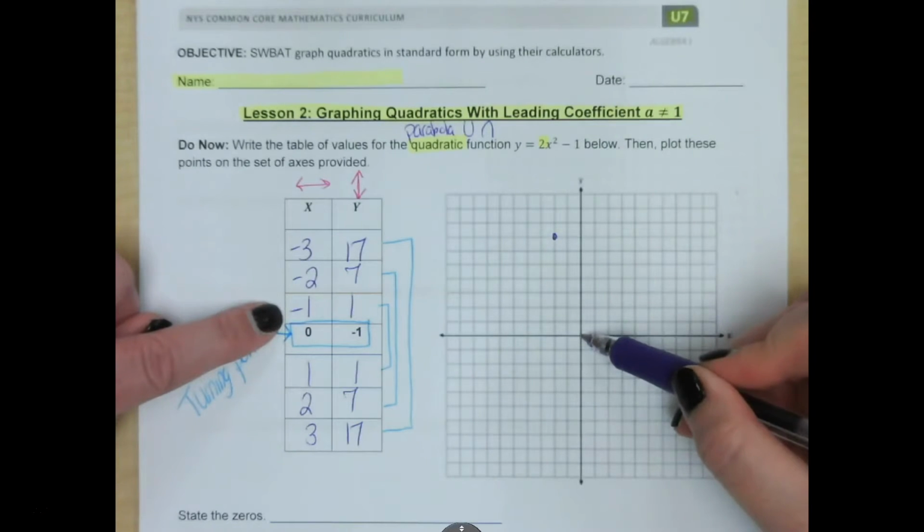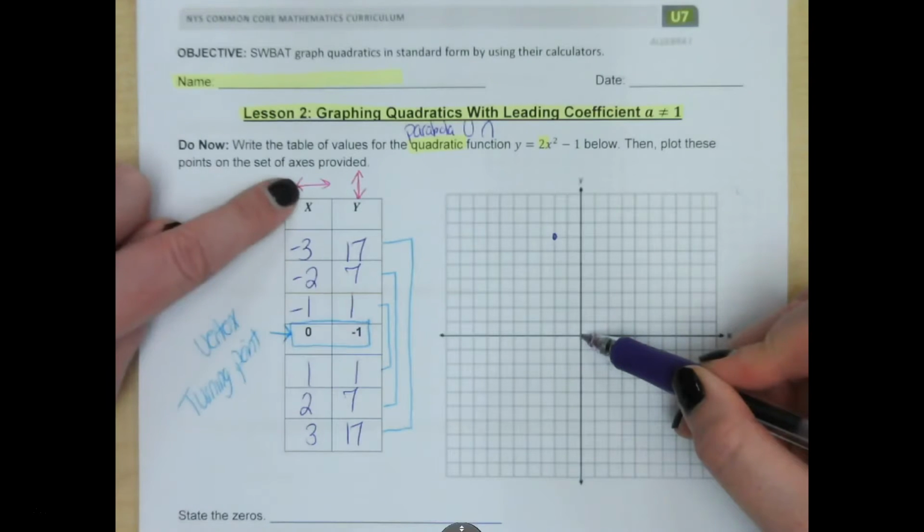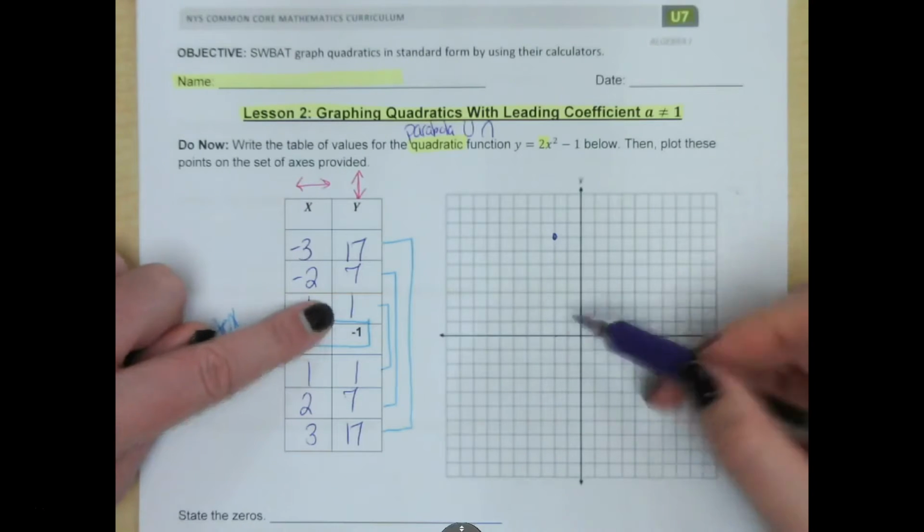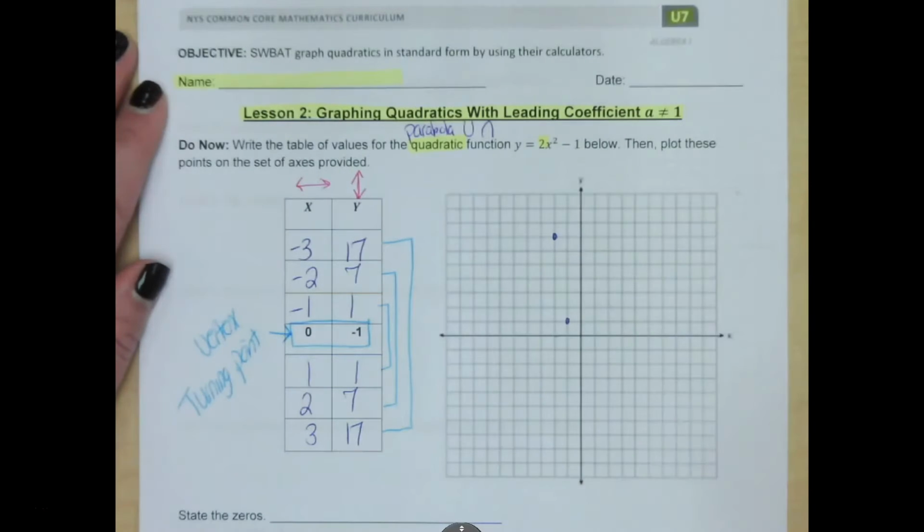Next, from the origin, I want to go to the left 1, up 1. Again, I'm going left or right, up or down. Negative goes to the left, positive goes up. Here's my point, -1, positive 1.